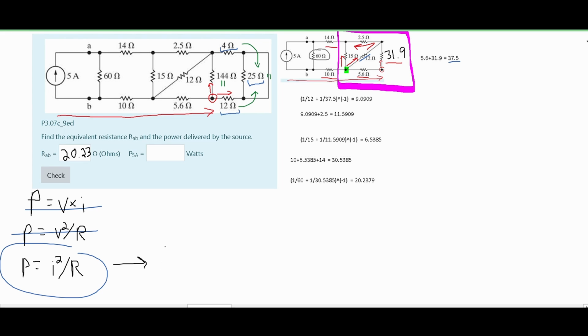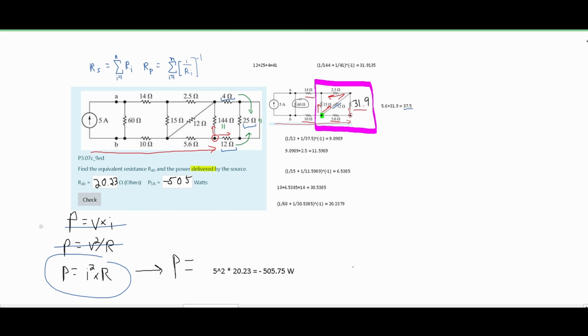If we plug in our values, we're going to get that P is equal to our I squared, and our I squared is just 5, and this is being multiplied by our resistance. I made an error in the formula. Instead of having a division there, it should be times. Only the second equation right here has division. So we have I squared times R, and our resistance we just found to be 20.23 ohms. If we set this equal, we're going to get 500.75 watts of power. Since we are delivering power, it says delivering right here, it's important to make this a negative 505.75 watts. If it absorbs, it would be plus. And that is how we do this problem.